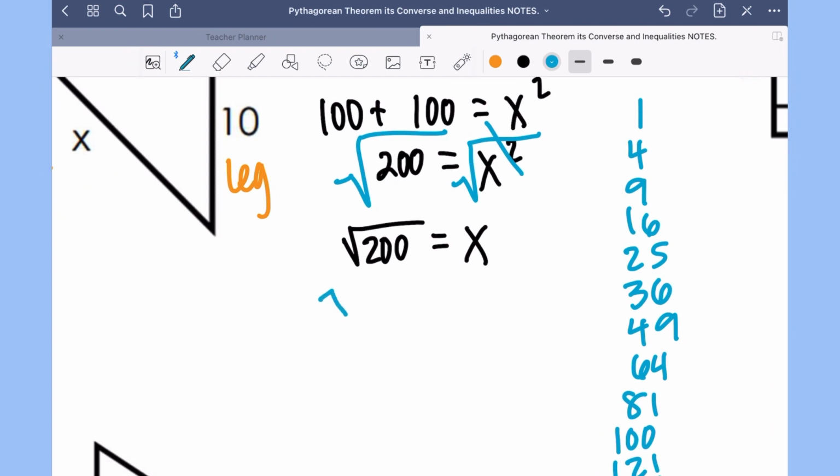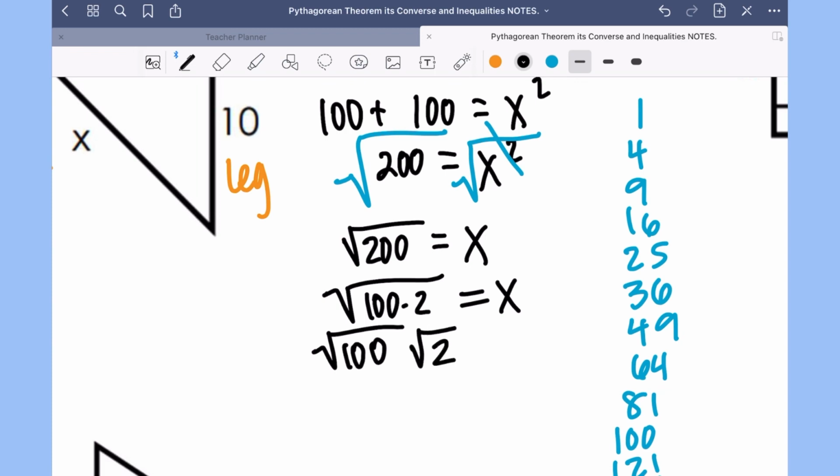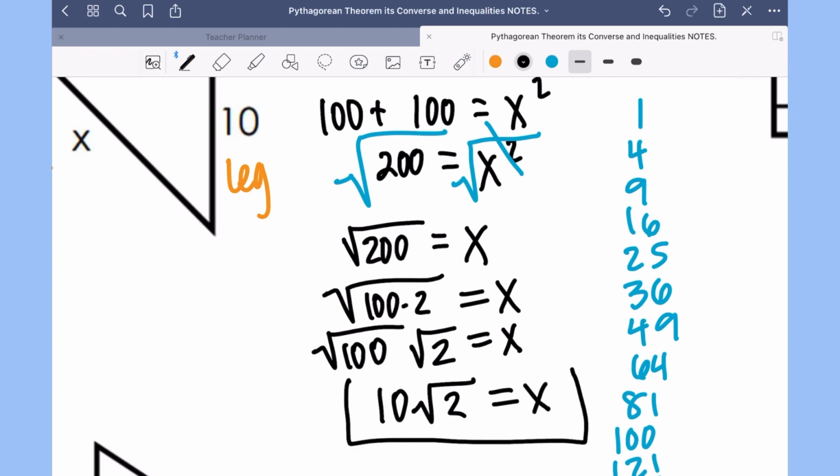So I can rewrite this as 100 times 2, right? And we want to simplify that perfect square, so let's separate it. What is the square root of 100? 10. And that is our final answer. We have to make sure we simplify the radical.